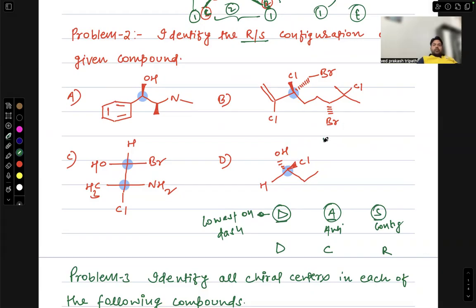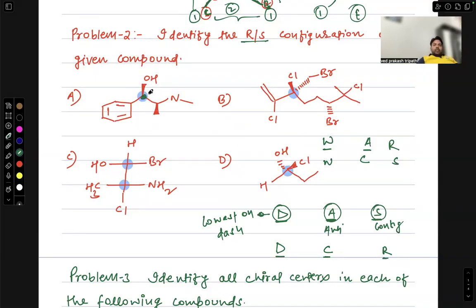So just opposite, wedge NT, what it should be? R or S? Look at, if dash NT is S, so wedge NT would be R. If dash clock is R, then wedge clock would be S. Simple. So here we have this chiral center.